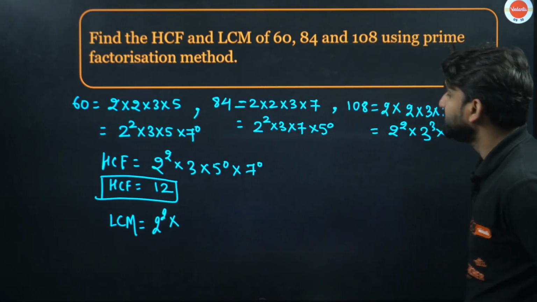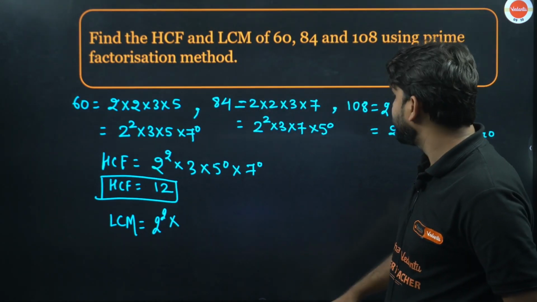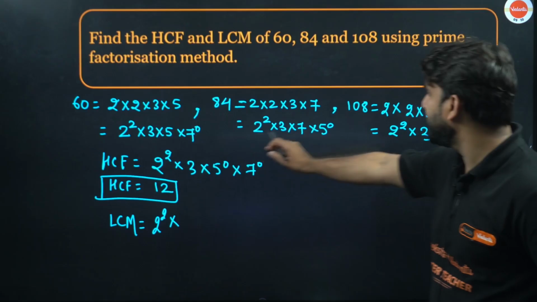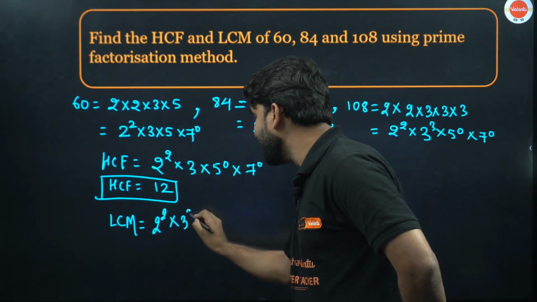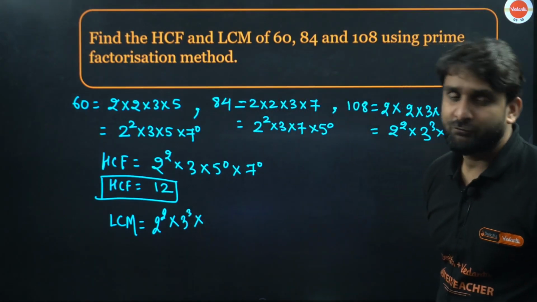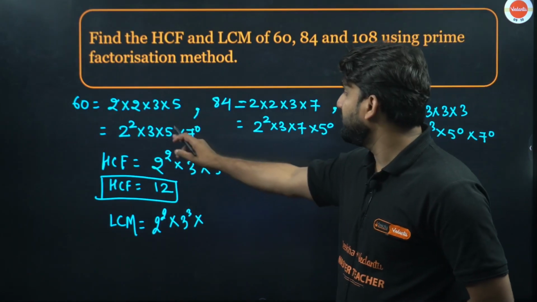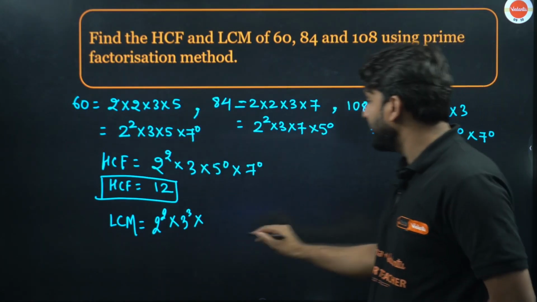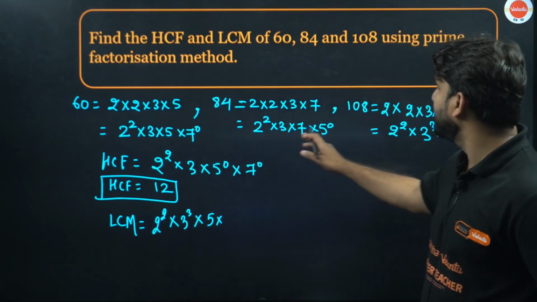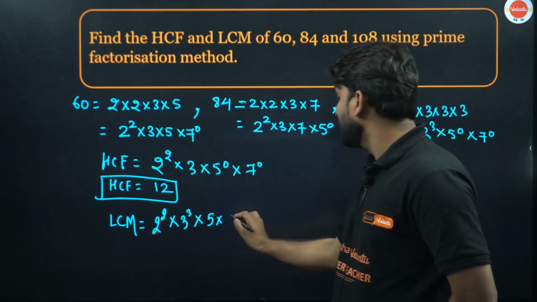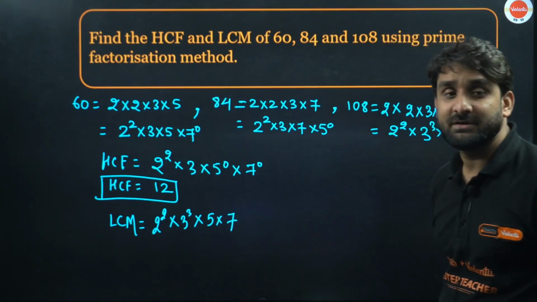Now it's time to select 3. So 3 to power 1, 3 to power 1, 3 to power 3. So 3 to power 3 will be considered, the highest power for LCM. Now 5 to power 1, 5 to power 0, 5 to power 0. So 5 to power 1 will be considered. Now 7 to power 0, 7 to power 1, 7 to power 0. So 7 to power 1 will be considered, the highest power.